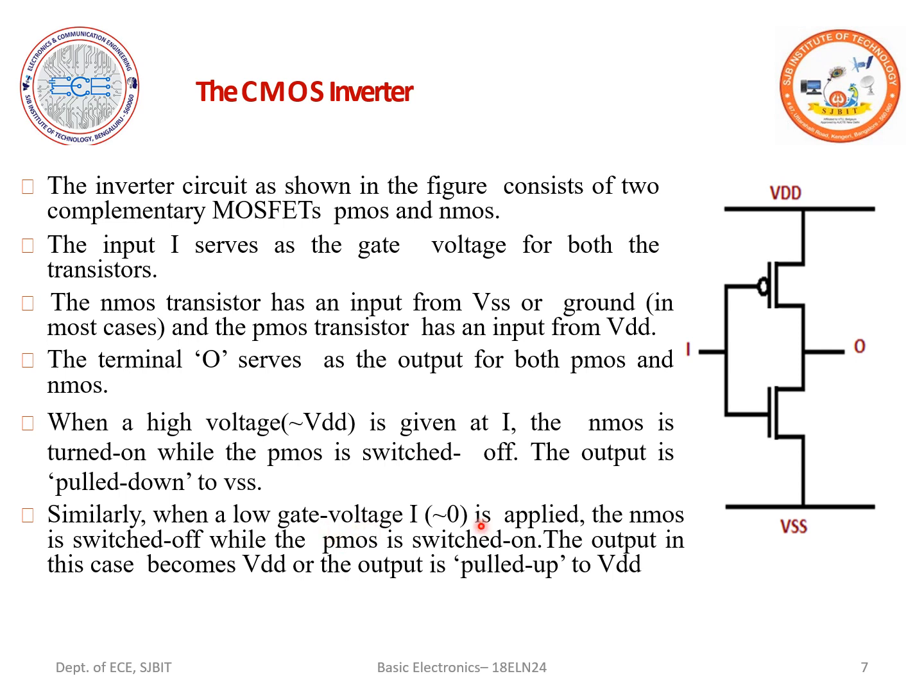Similarly, when a low voltage, I equal to 0, that is, whenever we make our input voltage equal to 0, the NMOS is switched off while the PMOS is switched on. The output in this case becomes VDD. The output is pulled up to VDD. So this is about the CMOS inverter, right?